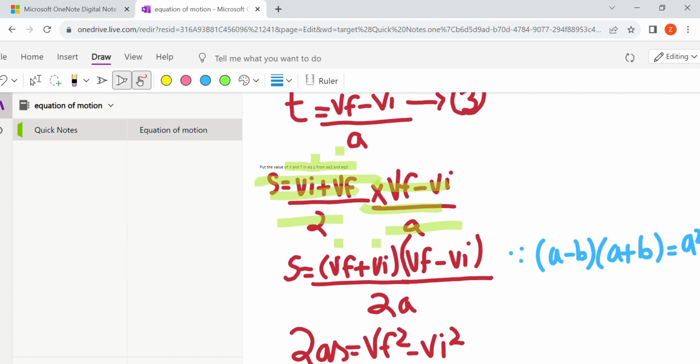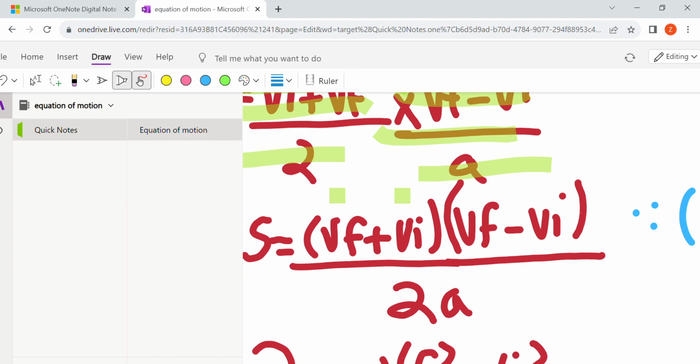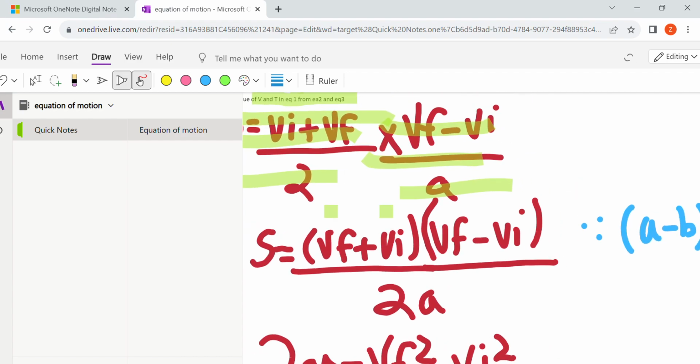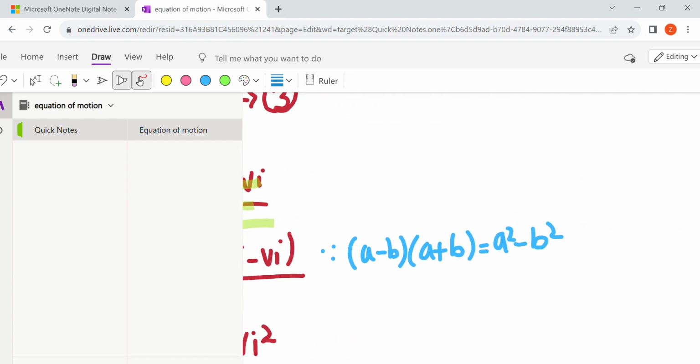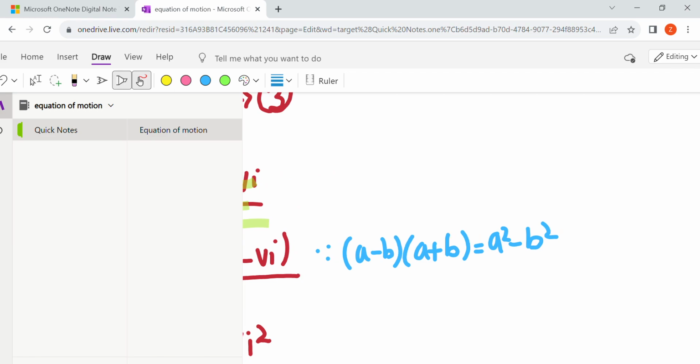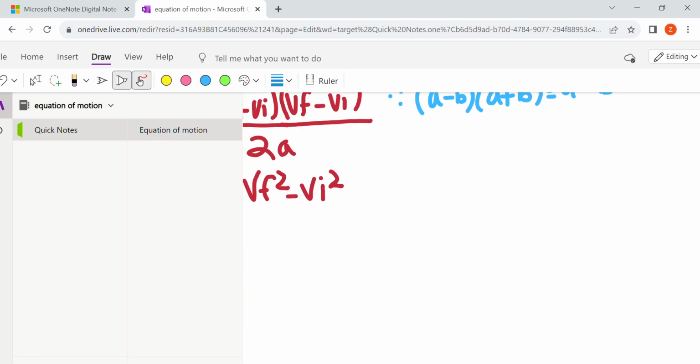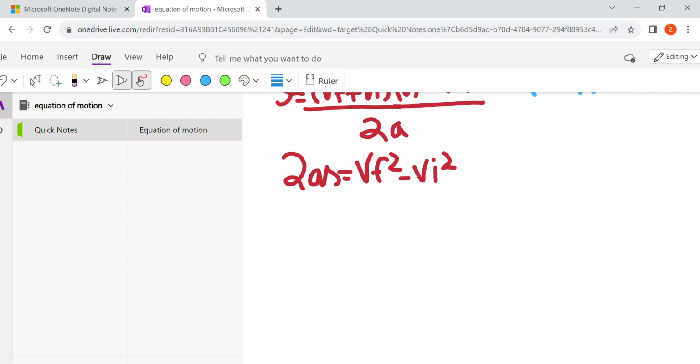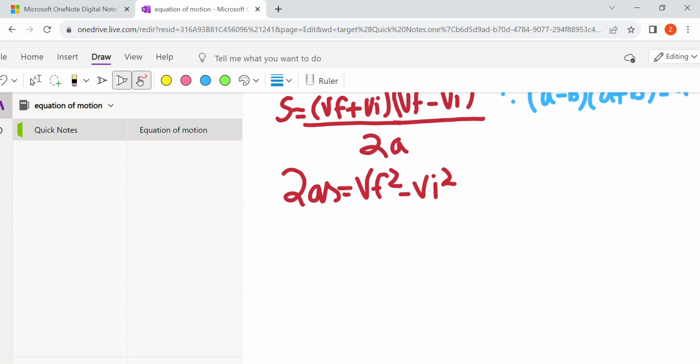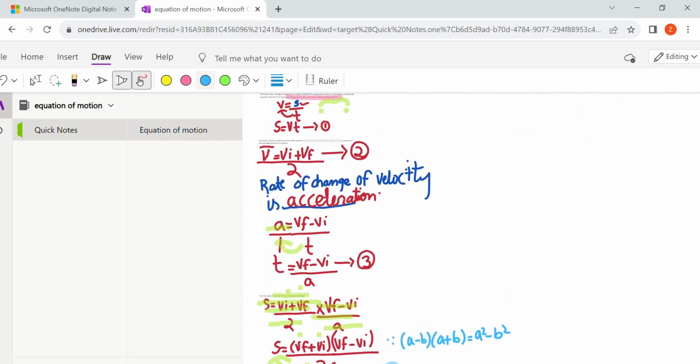Okay, now can you recognize the formula? Which formula are we going to apply next? Yes, exactly, that is a minus b times a plus b is equal to a square minus b square. The 2a is dividing over here, it will go there and multiply, so we get this form, and this we know is equation 2 of motion. Alright, I hope that is clear.